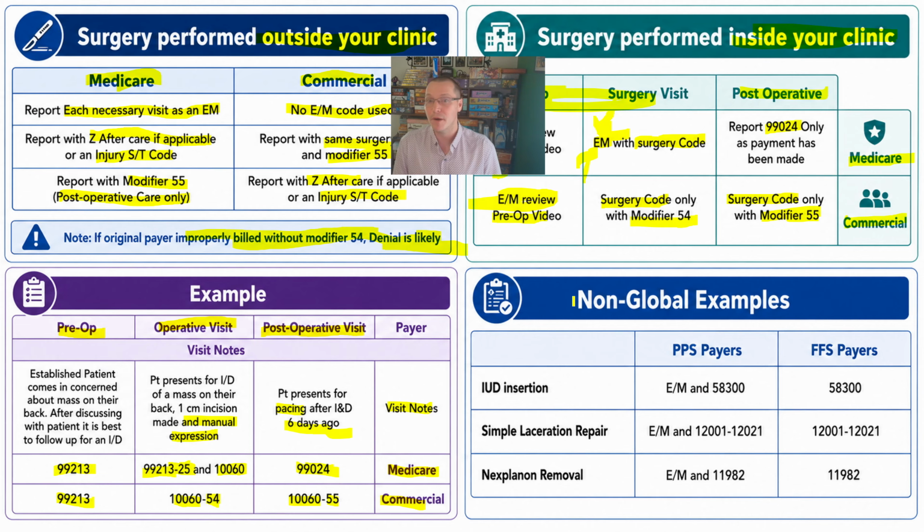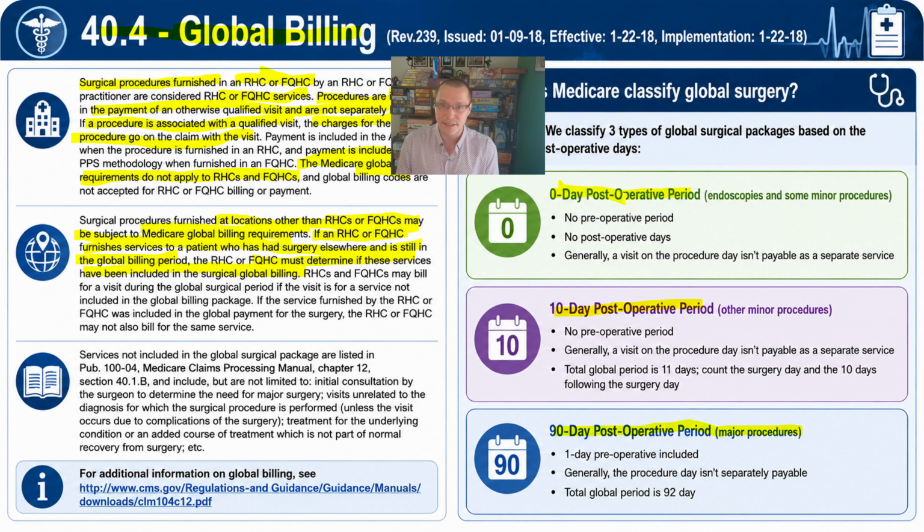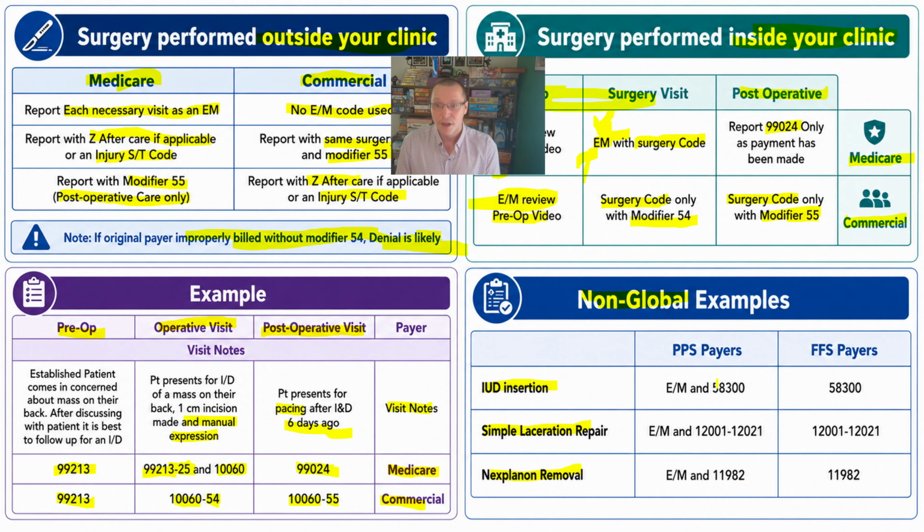So finally, what about procedures without globals? How would we report those for FQHCs? So simple procedures like IUD insertion, simple laceration repair, or Nexplanon removals, all of those would fall under the 0-day global period. So how you'll have to bill for them at an FQHC for a PPS payer and a fee-for-service payer is quite different.